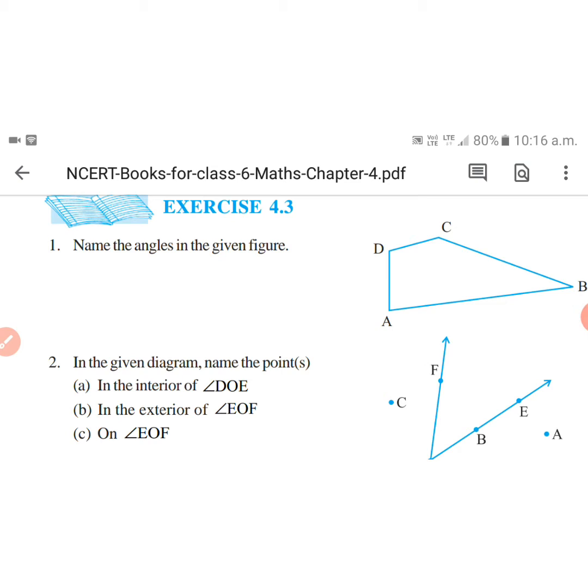Question number 1. Name the angles in the given figure. So there are 4 angles: angle A, angle B, angle C, angle D. To write angle A, we can write it as angle DAB.